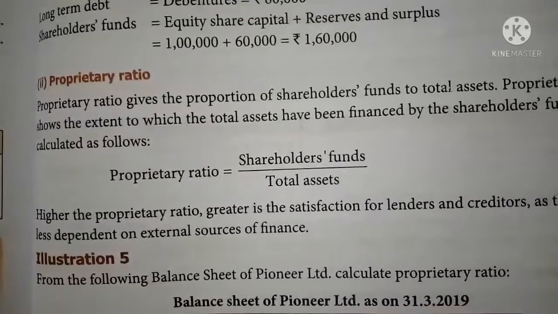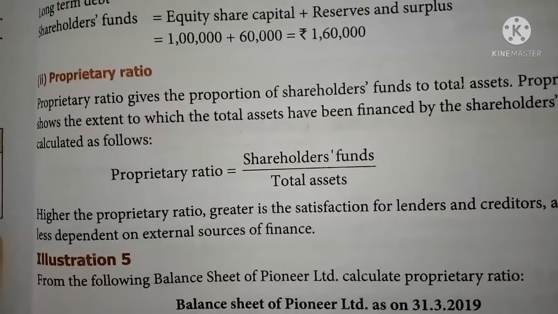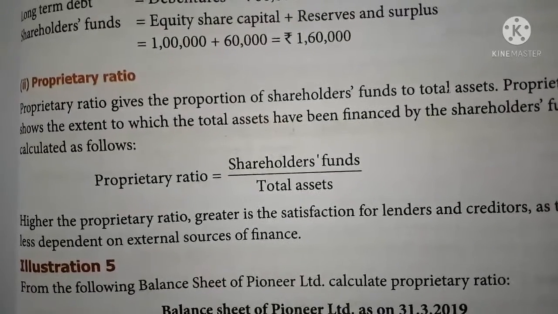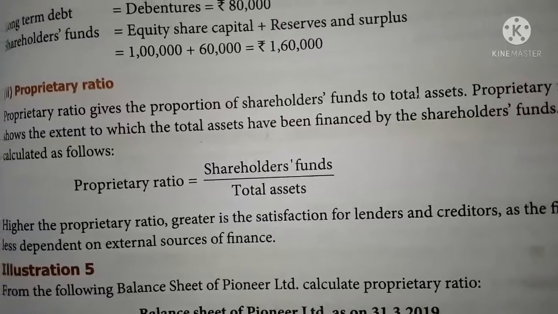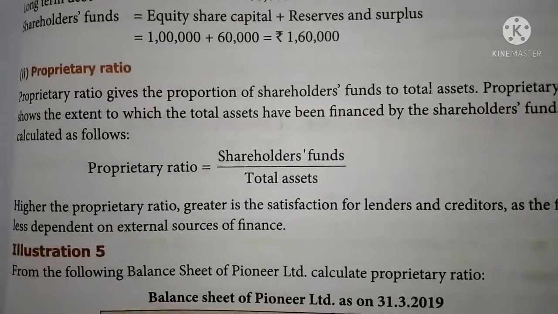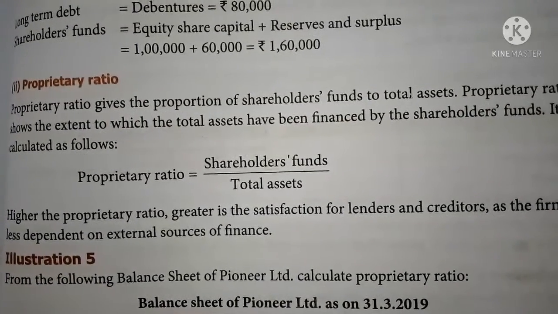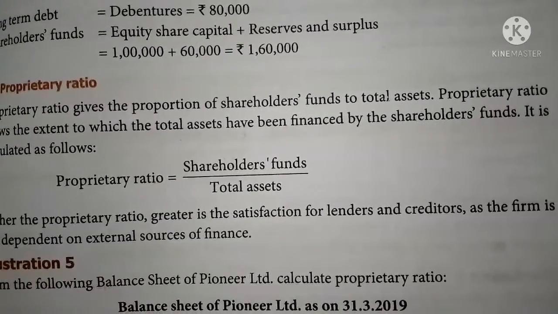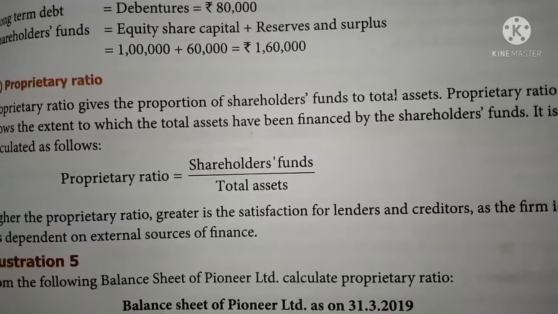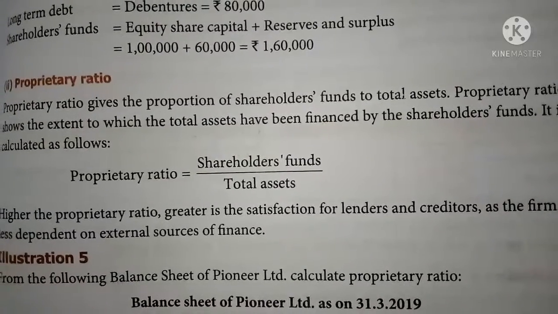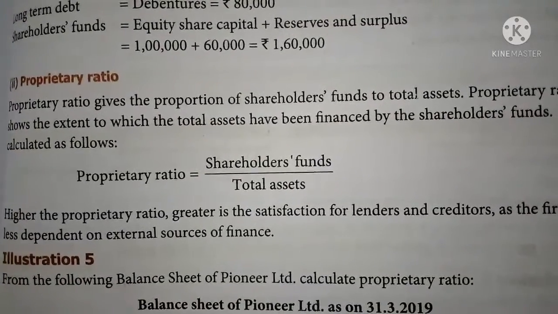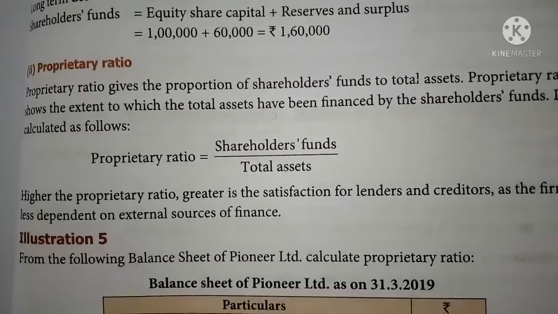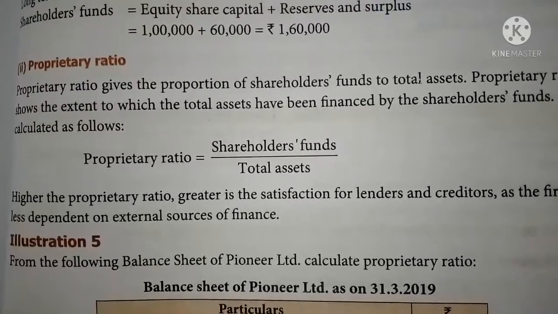Next, the proprietary ratio. This ratio gives the proportion of shareholders fund to total tangible assets. The proprietary ratio shows the extent to which the total assets have been financed by the shareholders fund. In order to find out this ratio, the formula is shareholders fund by total tangible assets. So let us see one example for this ratio.